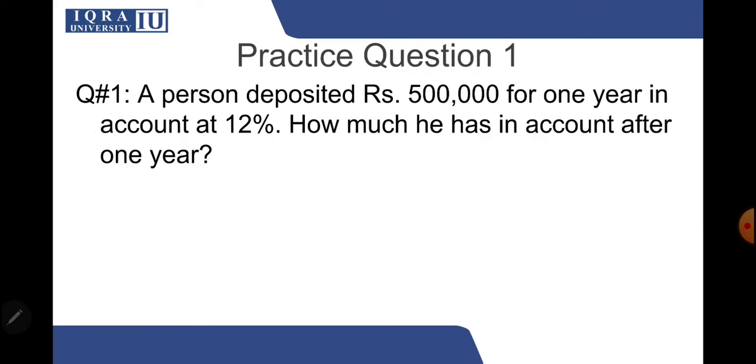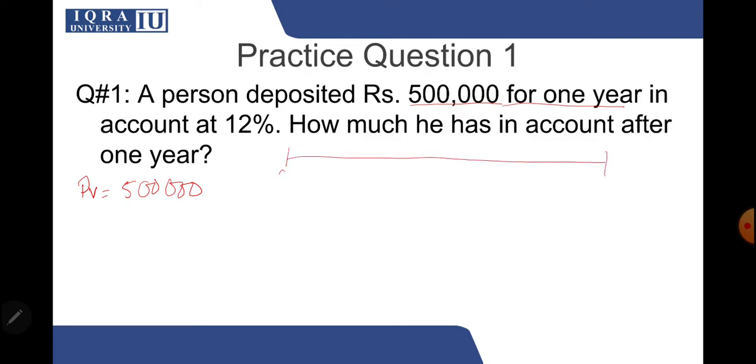A person deposited 500,000 for 1 year in an account at 12%. How much does he have in the account after 1 year? So over here, the first thing is to always understand your data. A person deposited 500,000 for 1 year. So the present value over here is 500,000, because of course you're going to deposit the amount right now.